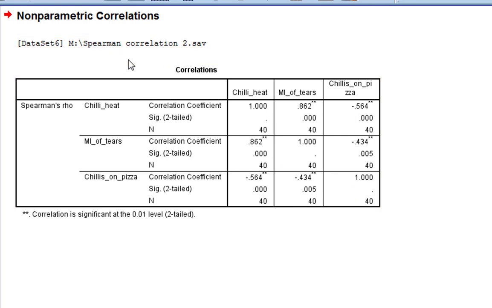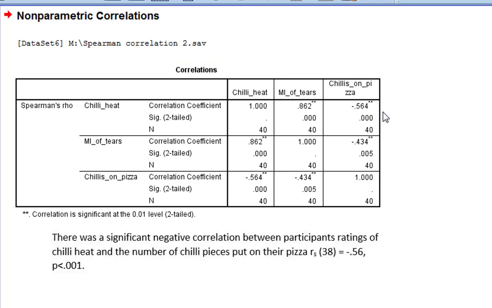What do we see with this? Well, now if we look at chili heat and the number of chilies participants put on the pizza, you can see in this case now we have a negative correlation. The hotter the chilies were, the fewer slices they were putting on their pizza. So as heat goes up, chilies put on the pizza goes down. I'm going to write this up accordingly.